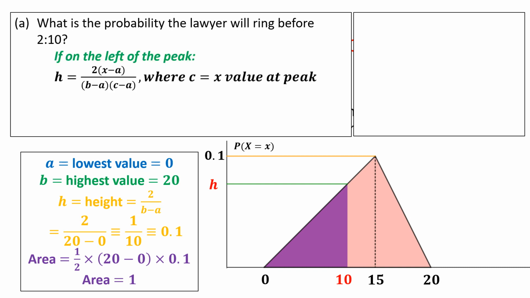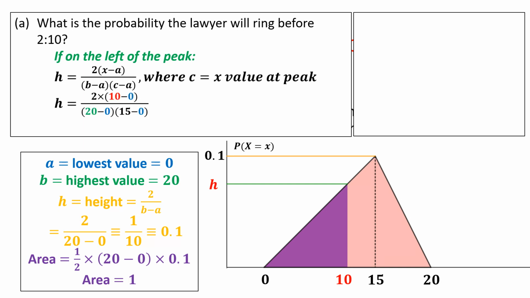Now, if we're on the left-hand side of the peak, here's the formula to work out the height of the triangle, and it's on your formula sheet. C happens to be the x value at the peak. Now, it's just a game of substitution, so it's 2 times x minus a on the top divided by b minus a times c minus a on the bottom.